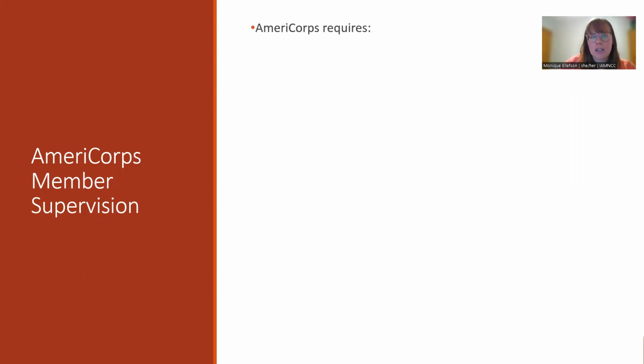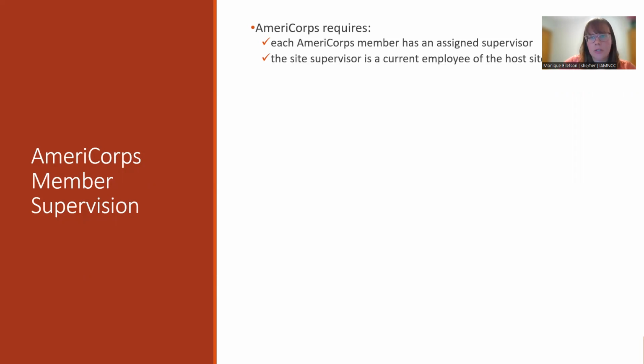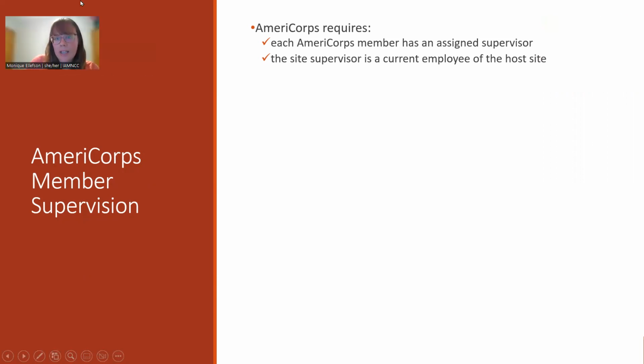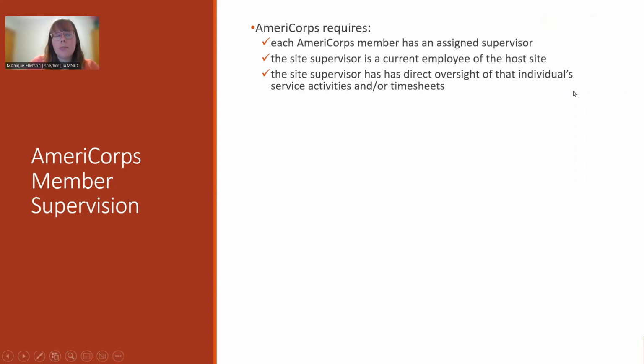So for supervision, AmeriCorps requires the following. Each AmeriCorps member has to have an assigned supervisor. That's non-negotiable. The supervisor has to be a current employee of the host site. So they have to be actually employed and they have to be in current employment status, okay? The site supervisor has to have direct oversight of an individual's service activities or their timesheets. If you don't have direct oversight, and you're just doing timesheet management, then as long as you are meeting regularly with someone who has direct oversight of those activities, that's perfectly fine and allowable.